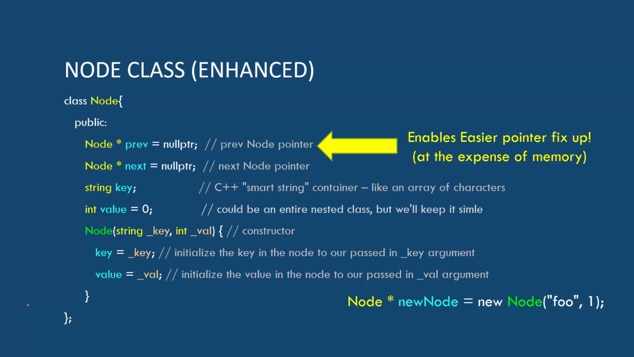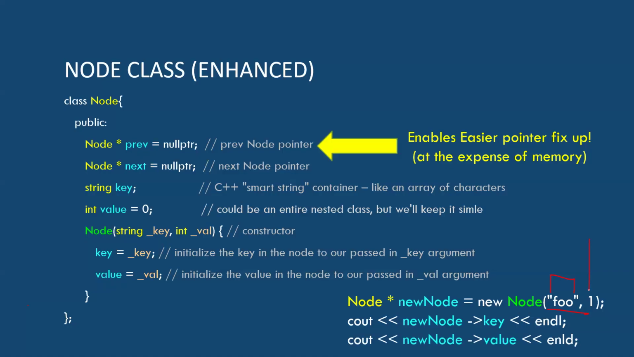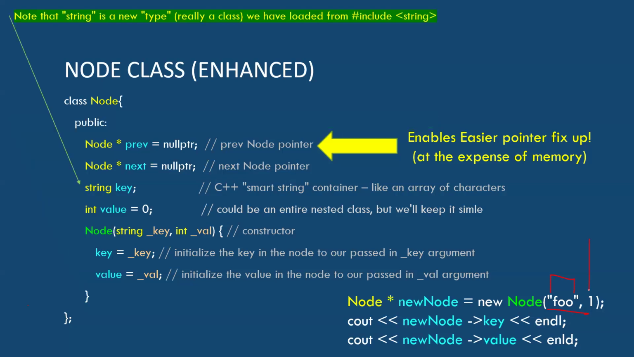So if I want to create a new node now, I just say new node, some string, and we're going to be working with words basically. So some string and then some value that's associated with that. And now new node is a pointer. So I can say new node arrow key to get the key, or new node arrow value to get the value. Okay, so hopefully that stuff is somewhat familiar because we did some of that previously in our homework 3. Okay, so that's kind of our node.